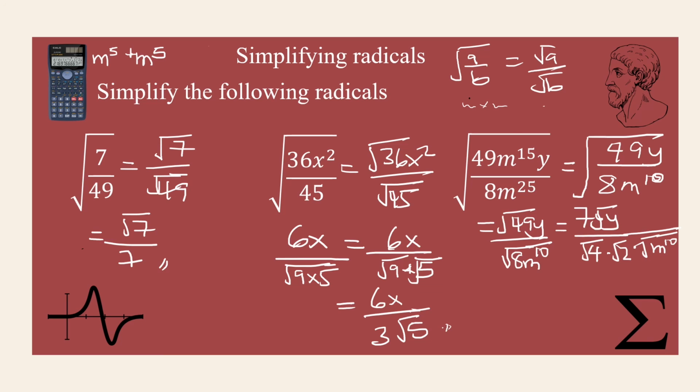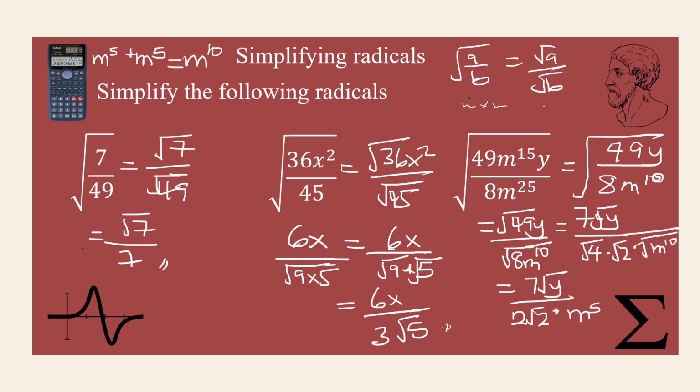Remember, when you're multiplying with the same base, you keep the base and add up the exponents. So you keep m, and 5 plus 5 is 10. So the square root of m to the 10 is actually m to the 5. If I simplify this, I get 7 square root of y over the square root of 4, which is 2, so I get 2 root 2 times m to the 5.